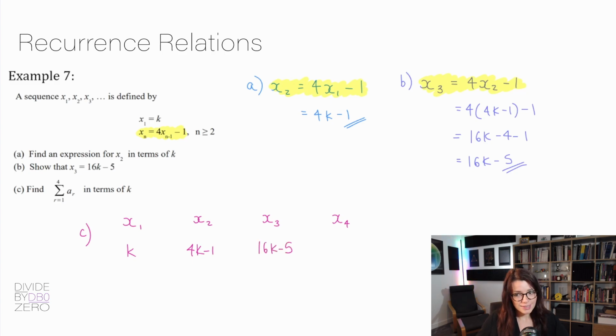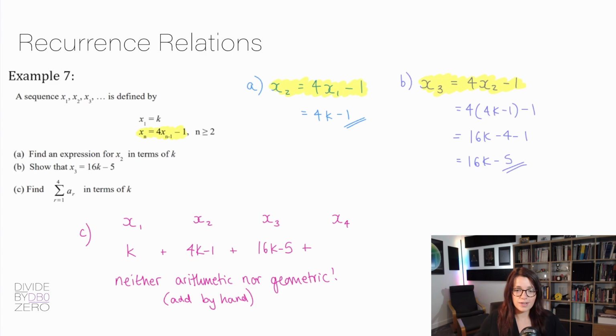You could look to see whether it looks like it's going to be arithmetic or geometric, but in this case, we're not adding, subtracting, timesing, or dividing by the same amount each time, so it's neither arithmetic nor geometric. Means we're going to have to add by hand instead of using a formula. We've already got the first 3 terms, so that's all good. We just need to find x4.